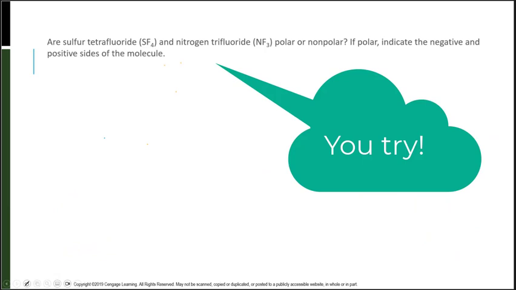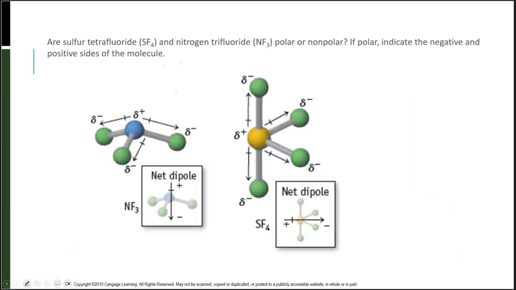Pause the video here and see if you can answer this question. If you drew these compounds by actually starting with the Lewis structure, then figuring out what shape it is, for NF3, you would see that it's trigonal pyramidal. We have those lone pairs of electrons. Anytime there's lone electrons, it's going to be a polar compound. And we can also see that we've got pull in this way, and down. So we're going to have a net pull going in that direction.